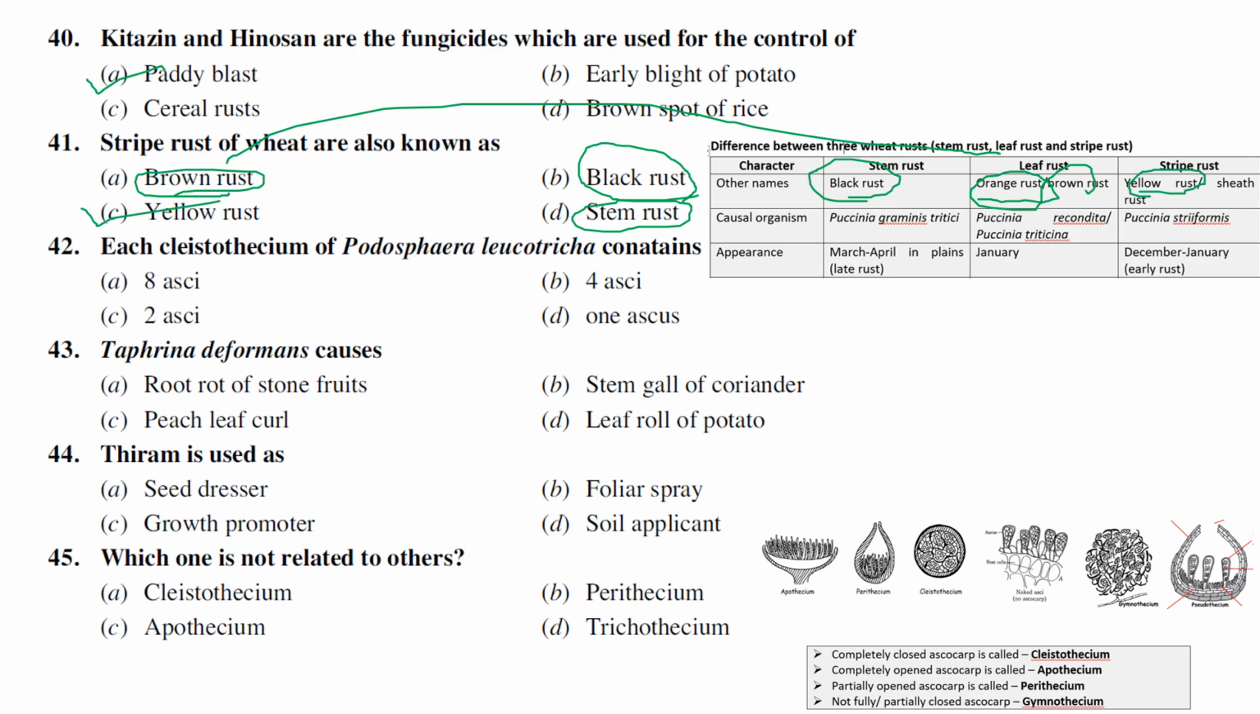The next one is, each cleistothecium of Podosphaera leucotricha contains one ascus. Generally, in the Ascomycota group of fungi, each ascus contains 8 ascospores, but Podosphaera leucotricha contains only one ascus. Ascus means it is a compact structure, or I would say some kind of a structure where the spores are packed inside.